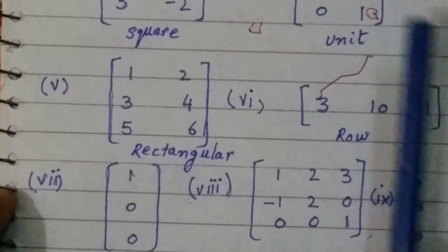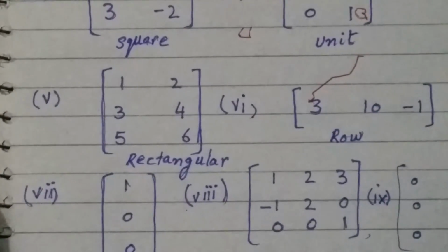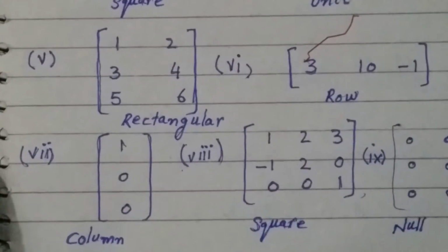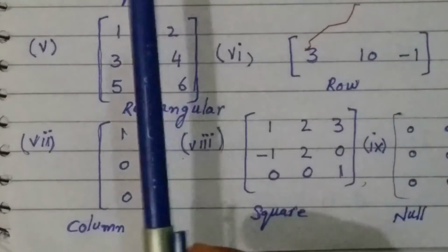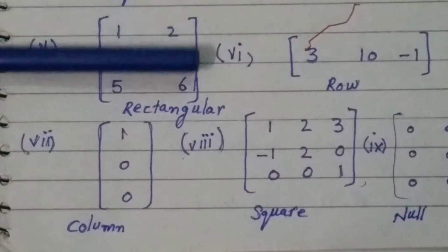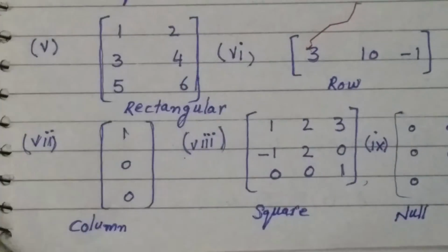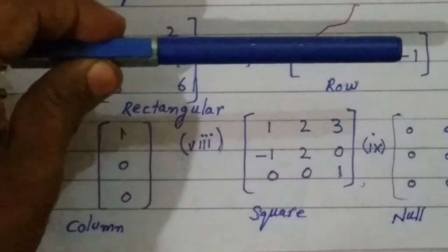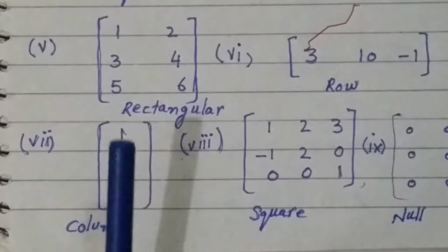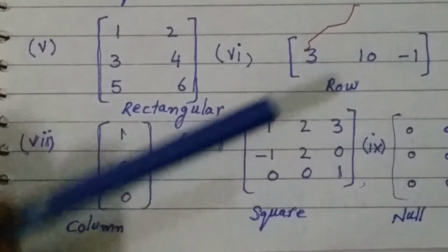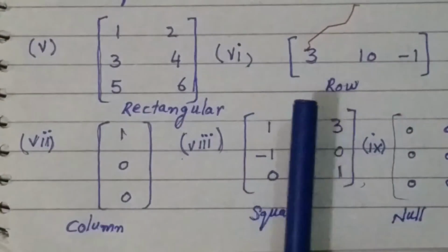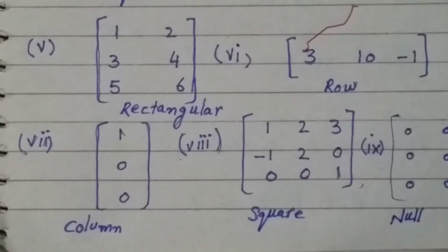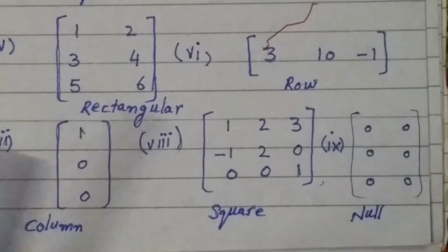Moving further, here we have 3 rows and 2 columns. Since the number of rows is not equal to the number of columns, so it's a rectangular matrix. It has only 1 row, so it's a row matrix. It has only 1 column, so it's a column matrix. It has 3 rows and 3 columns. Since the number of rows and the number of columns are equal, so it's a square matrix. Here all the entries are 0, so it's a null matrix.